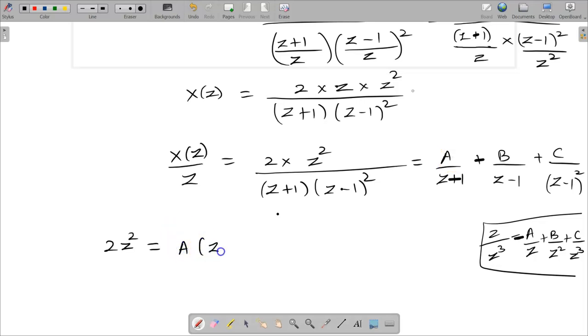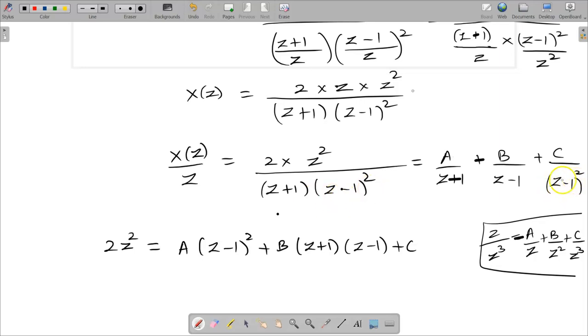So A into Z minus 1 the whole square plus B into, again compare this Z minus 1 into denominator here. So Z minus 1 already it is there. Another Z minus 1 it is there and Z plus 1 it is there, which we have to multiply with B. So B into Z plus 1. So already Z minus 1 is available. So leave one Z minus 1. Another Z minus 1 will be there. So just multiply with that. And then plus C. So compare this term with the denominator.